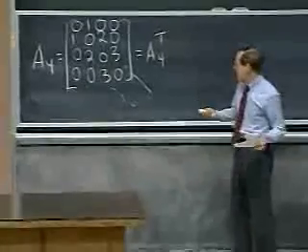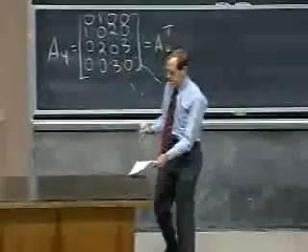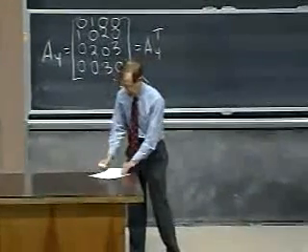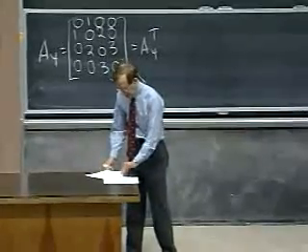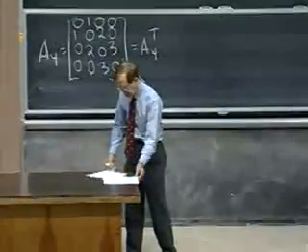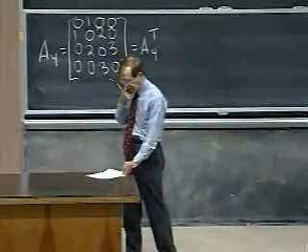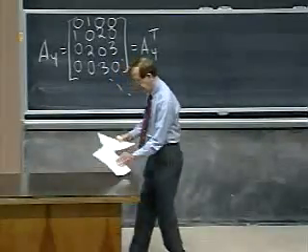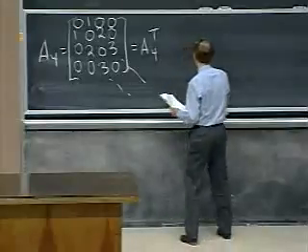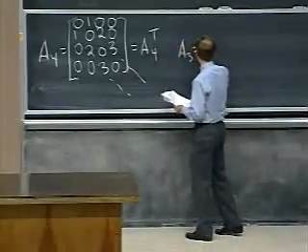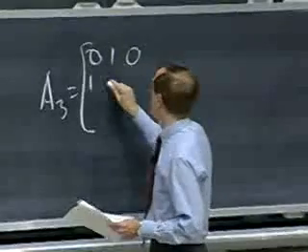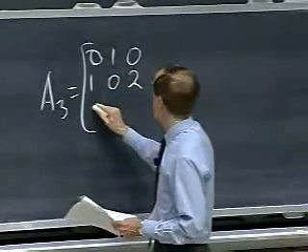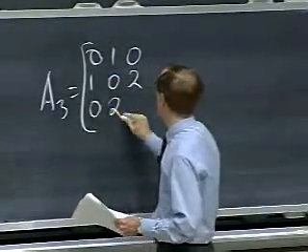And we can ask all sorts of questions about its null space, its range, its column space. For example, find the projection matrix onto the column space of A3 is in here. So A3 is 0, 1, 0, 1, 0, 2, 0, 2, 0.